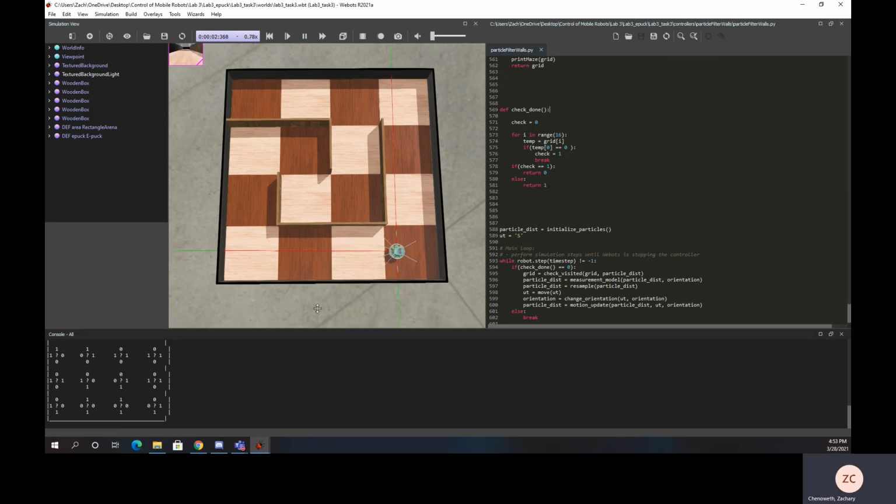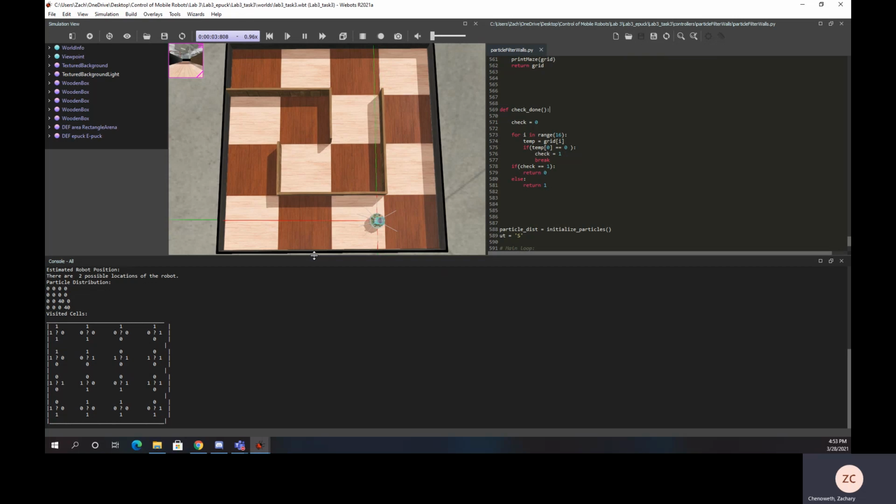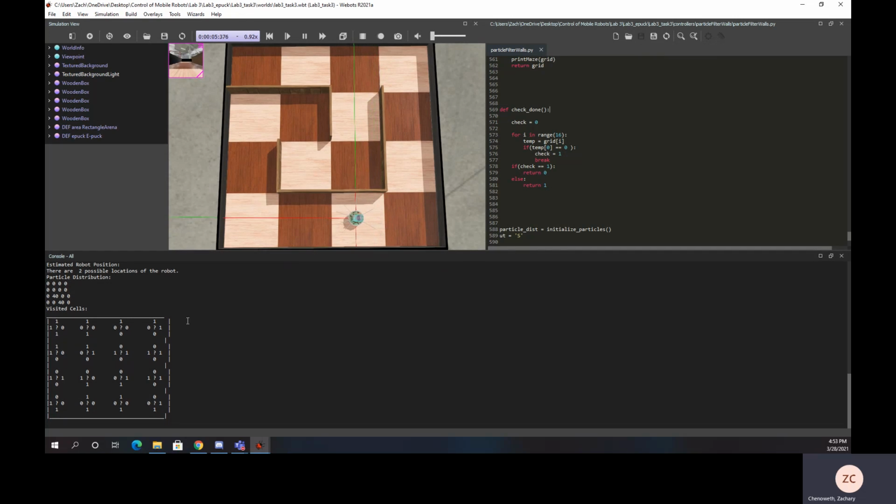As you can see, it prioritized the left turn first, and we can go ahead and see how the particles are moving. So you can see the particles moving along, and then after a certain amount of motions, all the particles will converge in one place, and then now we know where our robot is. So it's going to print the estimated position, as well as update our grid as it's moving forward.